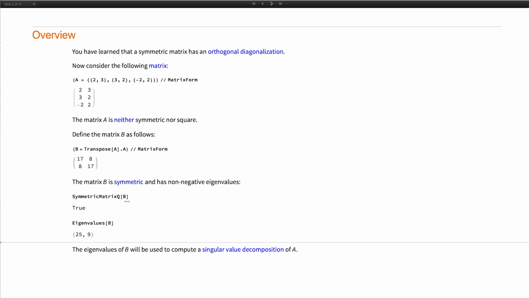But with just those few ideas in hand, we can then talk about the singular value decomposition of A. So this matrix B will have some eigenvalues, being symmetric, and those eigenvalues can be used to compute the singular value decomposition of A. So that's the idea. Start with the matrix A. It doesn't have to be symmetric or square. Define the matrix B like I've done over here. Find the eigenvalues, take square roots, and that's the starting point for the singular value decomposition.